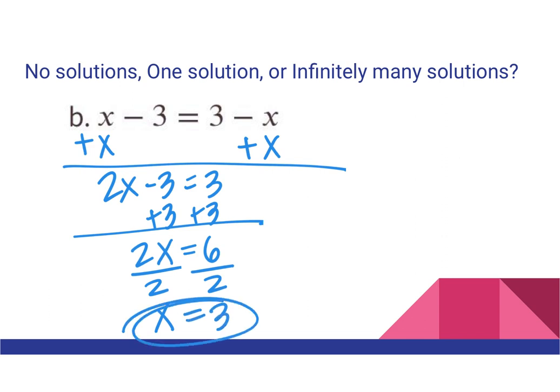So how do I know if that is correct? I'll say 3 minus 3 is equal to 3 minus 3. Well, does 0 equal 0? Yes, it does. Therefore, our solution is correct.